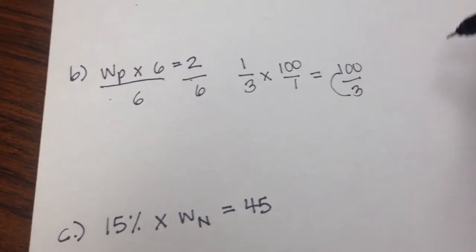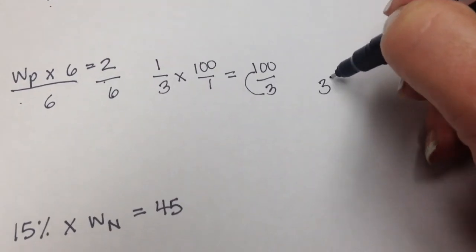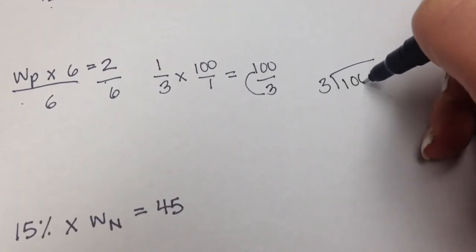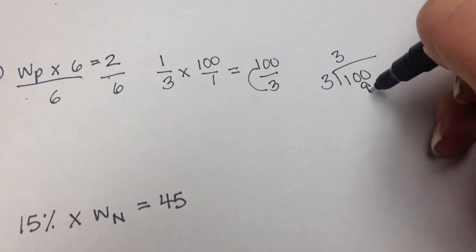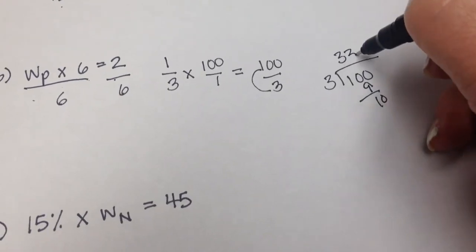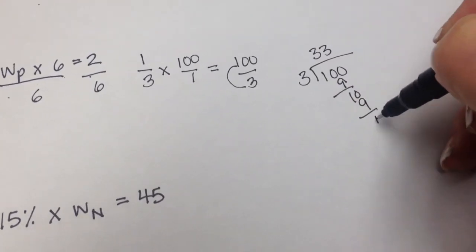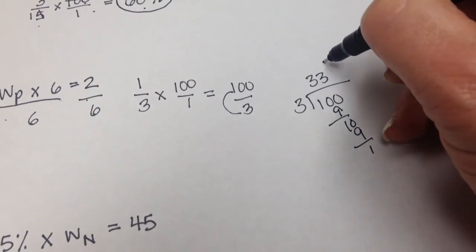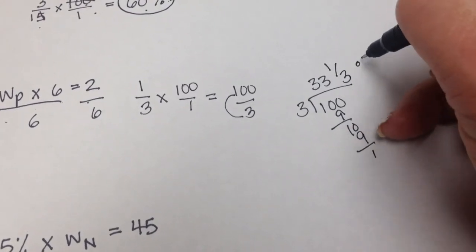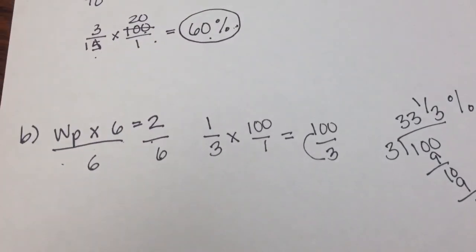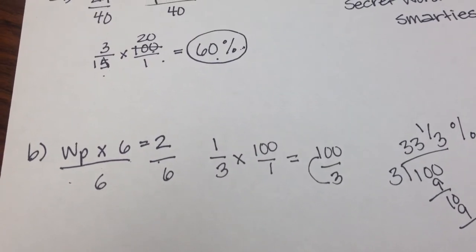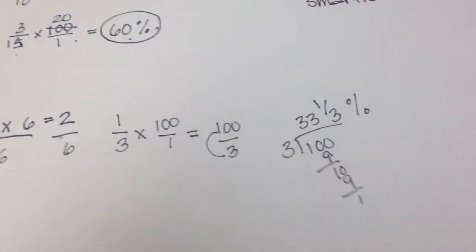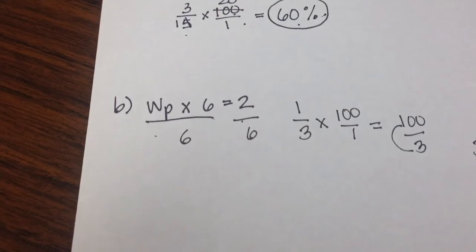3 goes into 100. How many times? I don't know. Let's do it. Goes in there 3 times. That's 9. Goes in there 3 times. That's 9. And I got 1 left over. So it's going to be 33 1/3%. Okay, 33 1/3%. See how I did that?